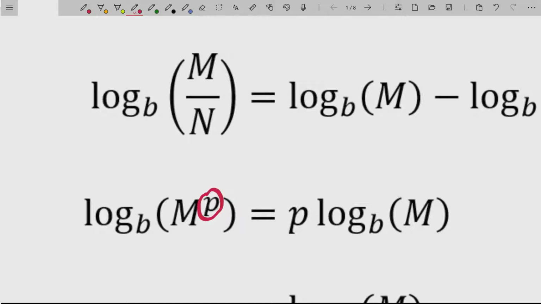A good way to think about this is if the argument of your logarithm has a power on it, and if all the parts, in other words, it can't just be like, oh, I have log base b of x squared times y, let me bring out the square.